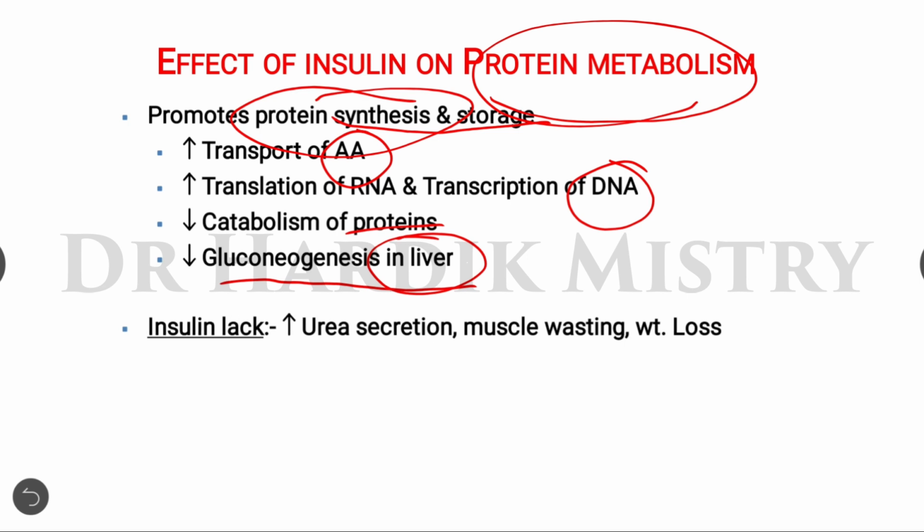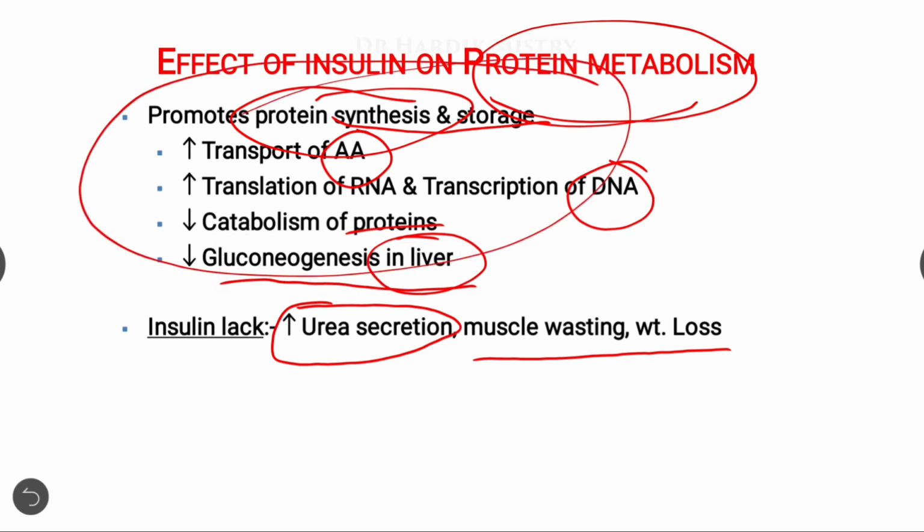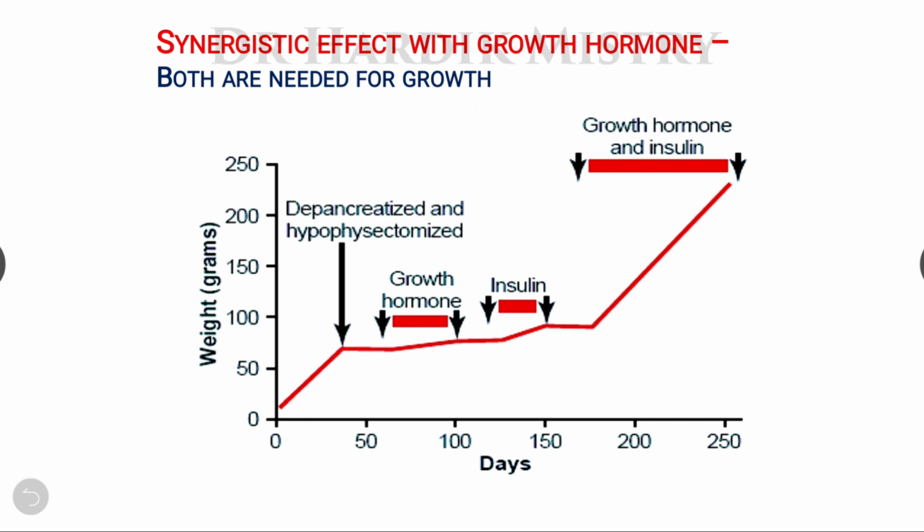Insulin lack, that means when insulin is not present inside our body, there will be an increase in urea secretion, as well as muscle wasting and weight loss as the possible outcome when insulin is not present in adequate amount or is completely lacking inside our body. So that is the effect of insulin on protein metabolism.